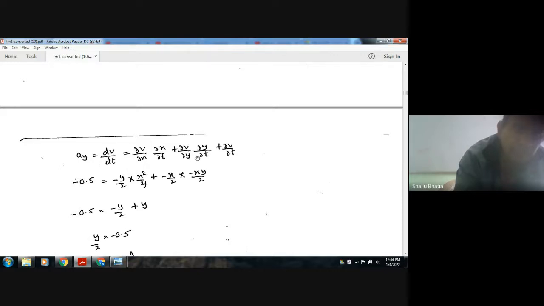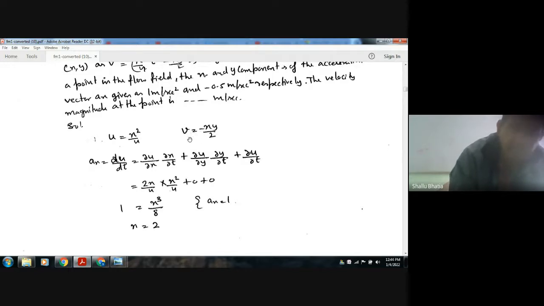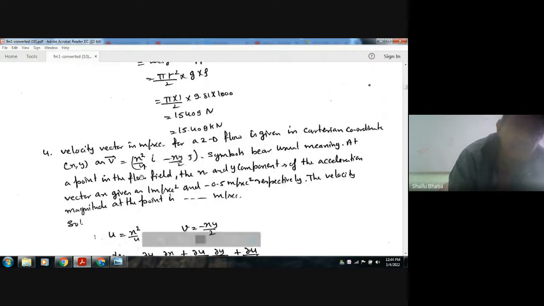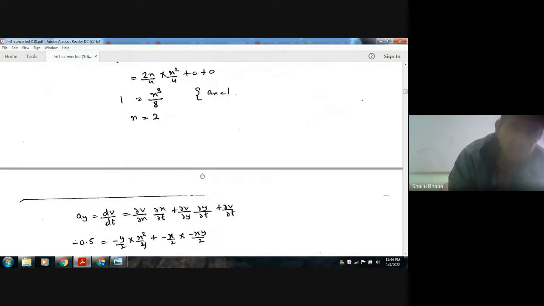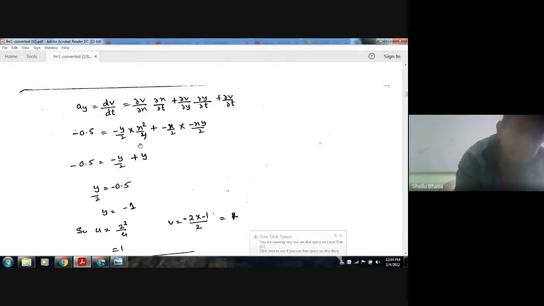So curly v by curly y is minus x by 2, and curly v by curly x is minus x square by 4. Now putting these values, x by 4 times curly u by curly x, where u is x square by 4, we have this, and ay is minus 0.5. So from this we can get y is equal to minus 1.